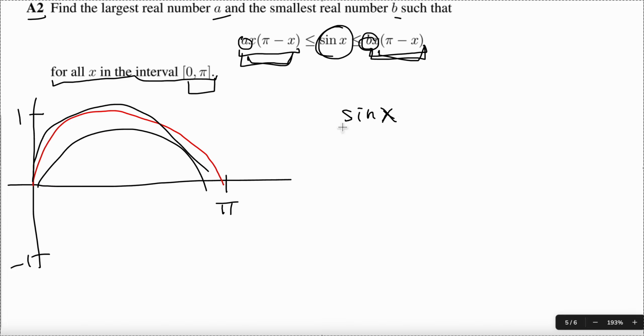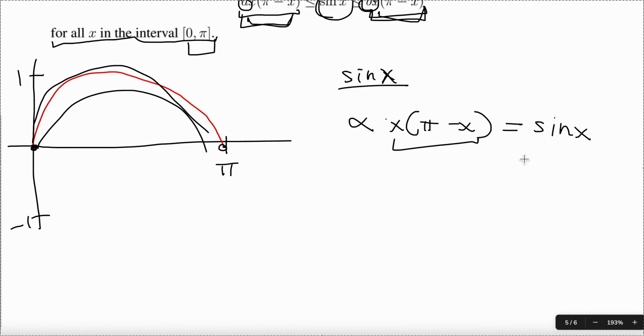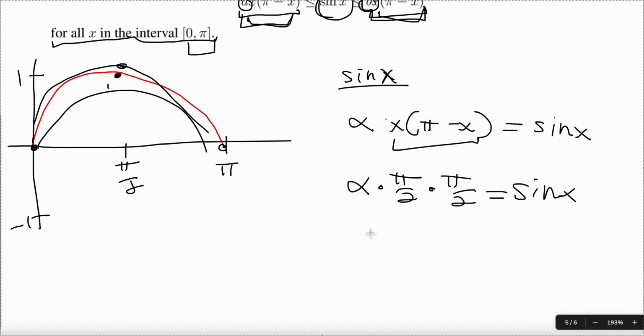And so what I got was that if sine x is a quadratic, then it's going to be some alpha times x times pi minus x, since the zeros are going to have to be here and here, so that gives us this term. Some alpha times that is going to have to equal sine x. And so now we can just plug in values to try to figure it out. The first value I plugged in was pi over 2, which gives us the value of 1. So if we plug in pi over 2, we get alpha times pi over 2 times pi over 2 equals 1. So alpha has to equal 4 over pi squared.